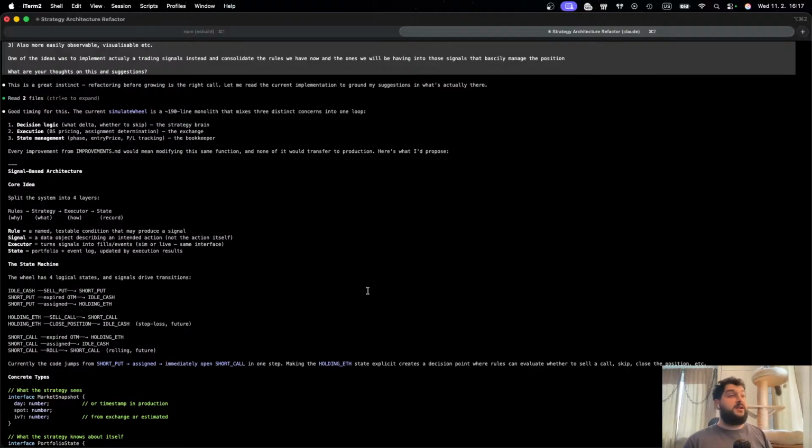Expired out of the money. Yeah, so basically we are not assigned. Okay, and assigned holding ETH. If we are holding ETH, then we sell call. Then we can receive a sell call signal. Then we can become a short call.